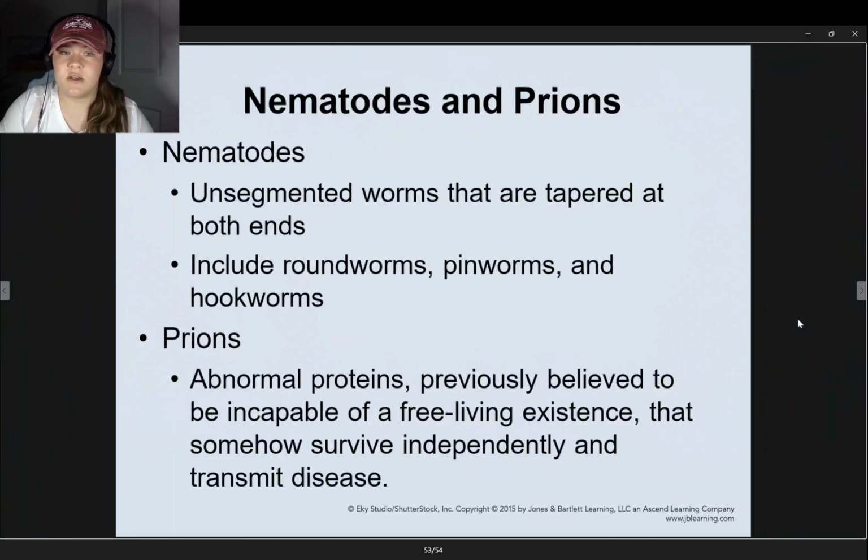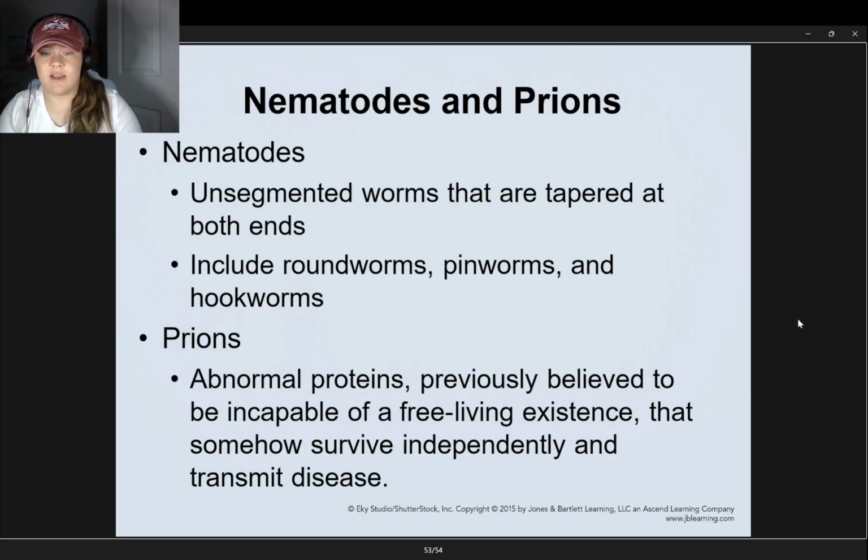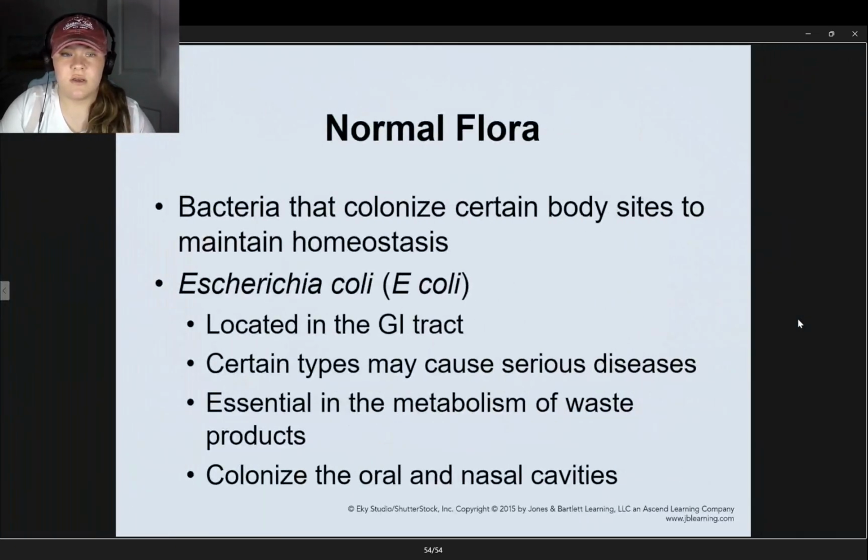Nematodes and prions. Nematodes are unsegmented worms that are tapered at both ends. This includes roundworms, pinworms, and hookworms. Prions are abnormal proteins previously believed to be incapable of a free-living existence, and that somehow survive independently and transmit disease. Flora: bacteria that colonize certain body sites to maintain homeostasis.